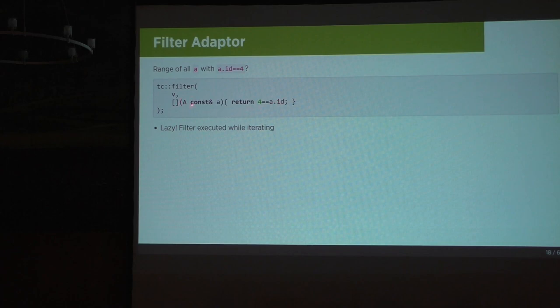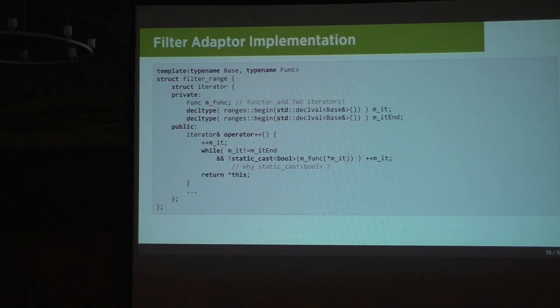So we filter the vector of A's with that criterion, and then we get a range of A's which contains only the A's which have ID 4. Now here's the implementation again. You have a functor, and you have an iterator. Hold on a second. You have another iterator. Why do you need another iterator?